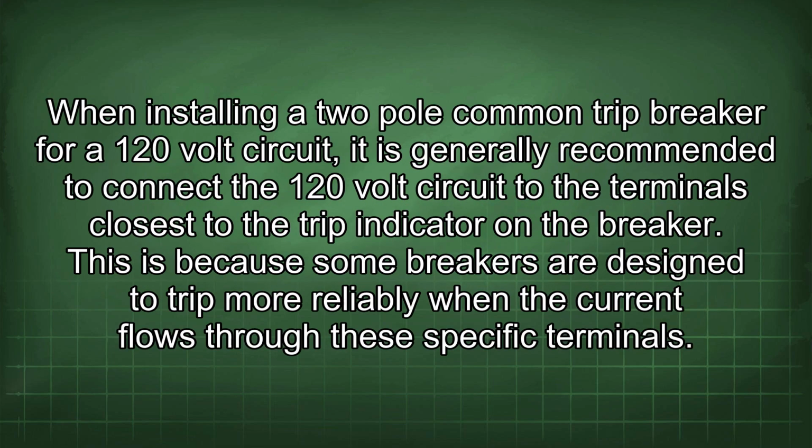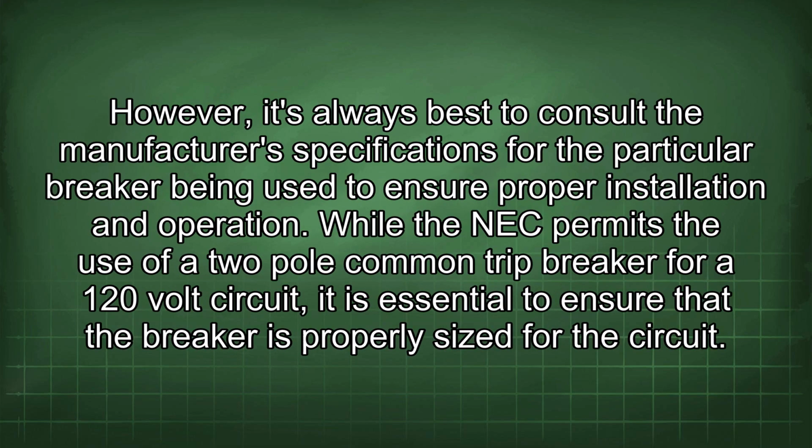When installing a two-pole common trip breaker for a 120-volt circuit, it is generally recommended to connect the 120-volt circuit to the terminals closest to a trip indicator on the breaker. This is because some breakers are designed to trip more reliably when the current flows through these specific terminals. However, it's always best to consult the manufacturer's specifications for the particular breaker being used to ensure proper installation and operation.